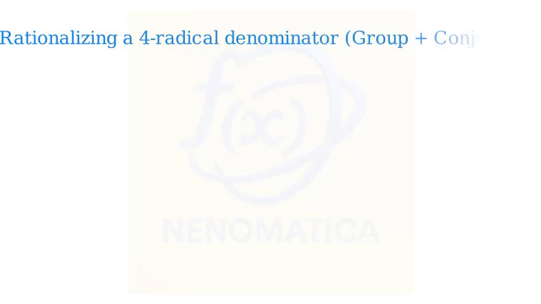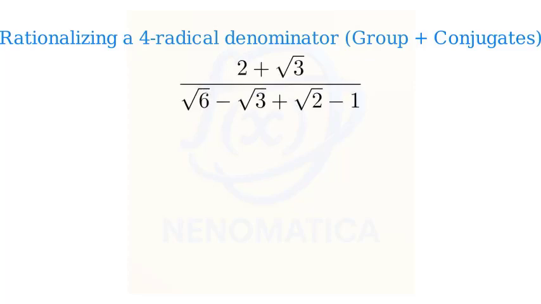Example. We will rationalize a denominator that contains 4 radicals by grouping into 2 parts and using conjugates twice. Our target expression is, open parenthesis, 2 plus square root 3, close parenthesis, over square root 6 minus square root 3 plus square root 2 minus 1. We will follow the algorithm shown.